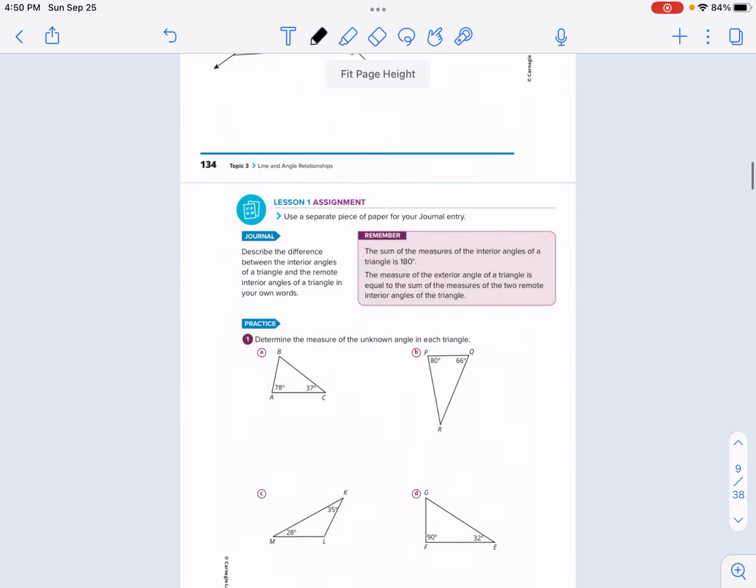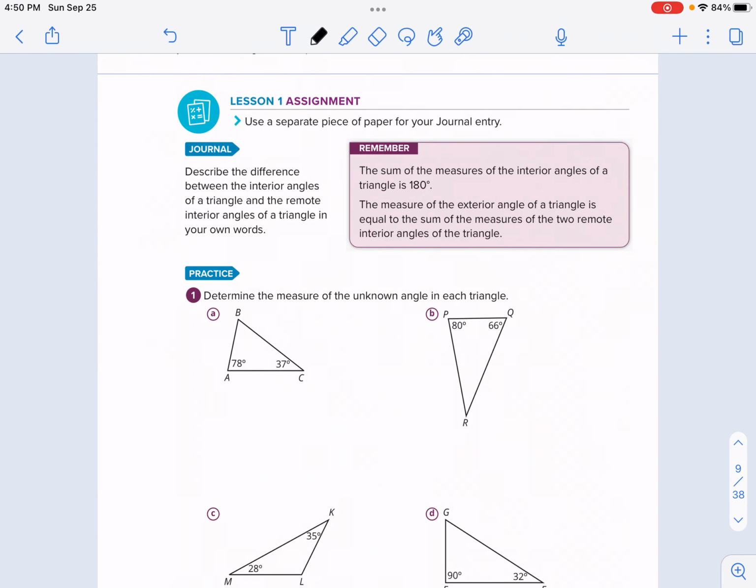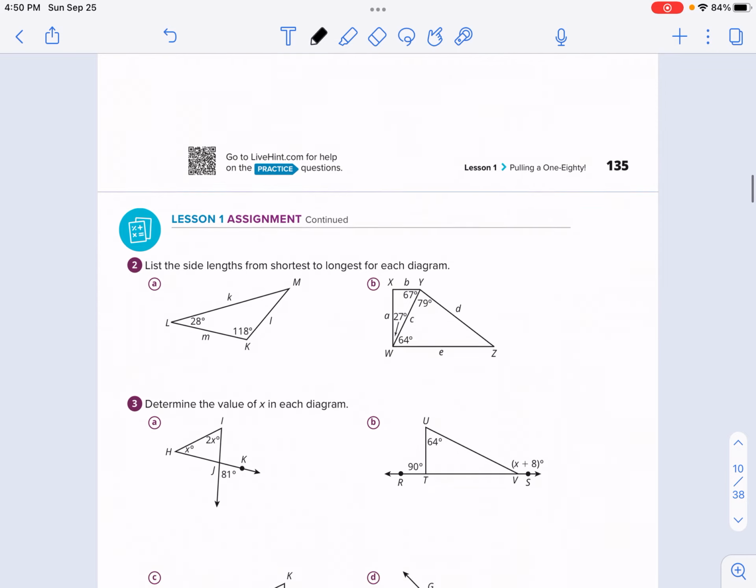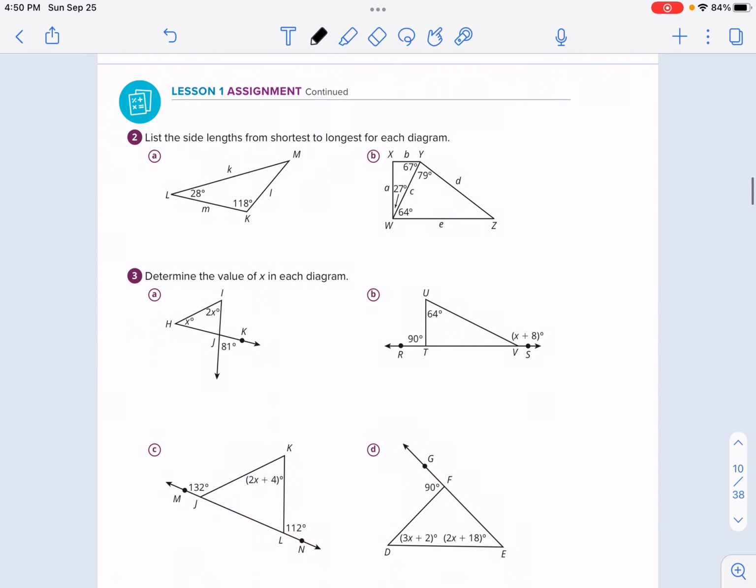On the assignment, I'd like for you to put your name, date, and period. Do number 1, everything, A, B, C, and D. And on the back side, I'd like for you to do number 2A, and number 3A. So that's a total of 5 problems. Okay, all right, thank you.